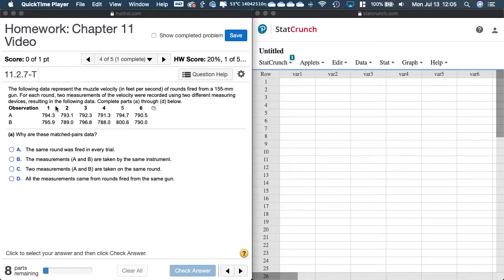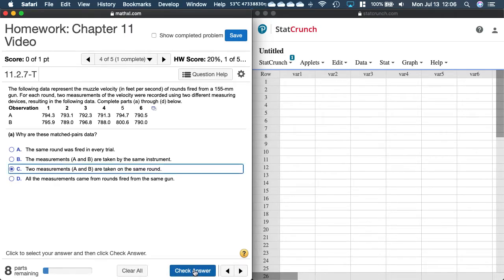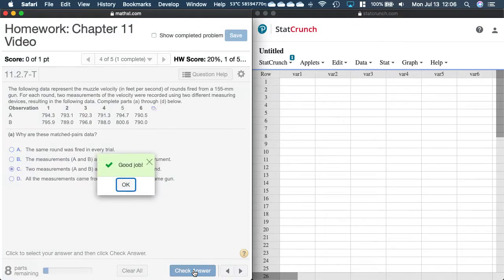So notice that each bullet is undergoing two treatments. Each bullet is a member of this population and a member of this population. The reason this is matched pairs is that the same round was fired in every trial. The two measurements A and B are taken on the same round. So pretty much that would be our answer, and let's see if we're right.